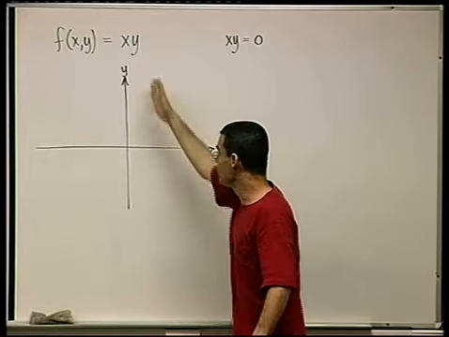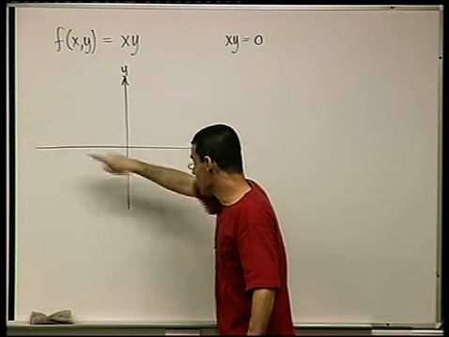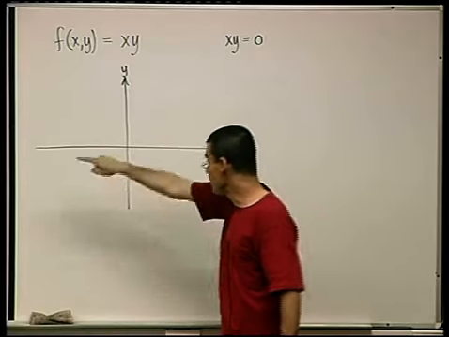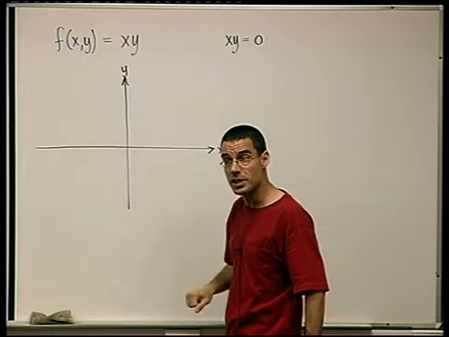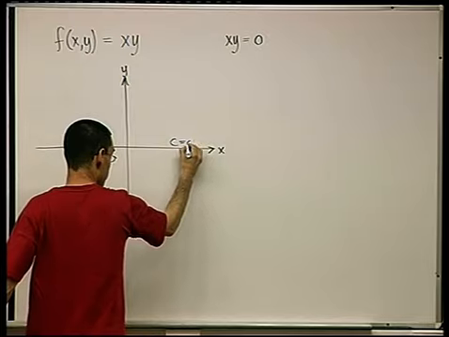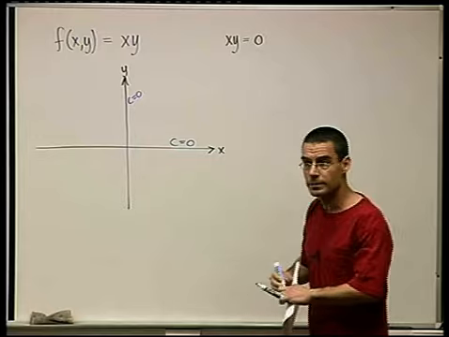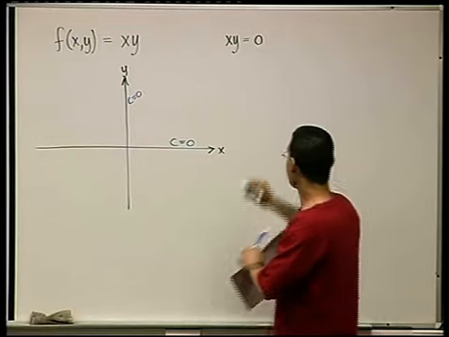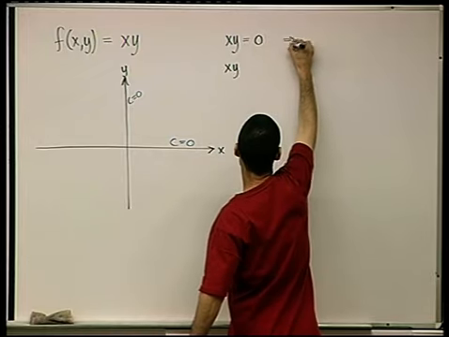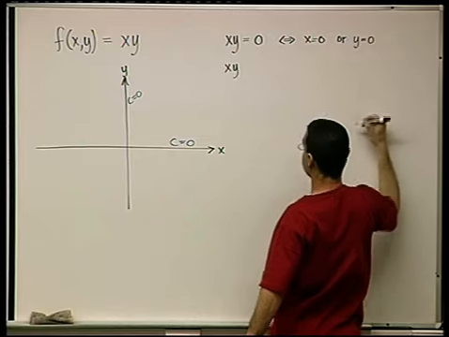Any point on these axes has either x or y as 0, and therefore any point on these axes, the value of the function would be precisely 0. Do you agree? So this is where the function hits the floor. Do you see that? Okay, so these two correspond to c equals 0. This line and this line. Does everybody agree? Clear? So let's write that, xy equals 0 if and only if x equals 0 or y equals 0.